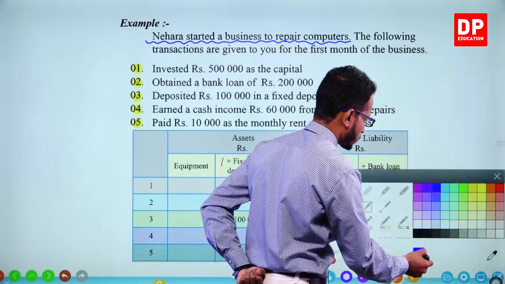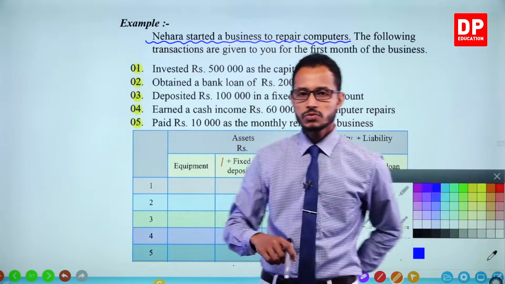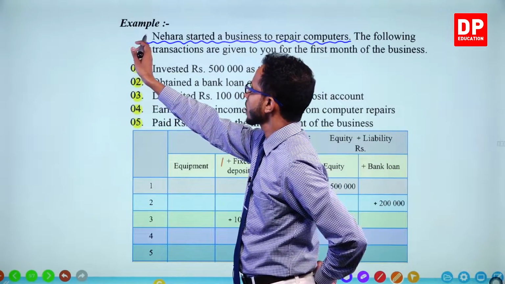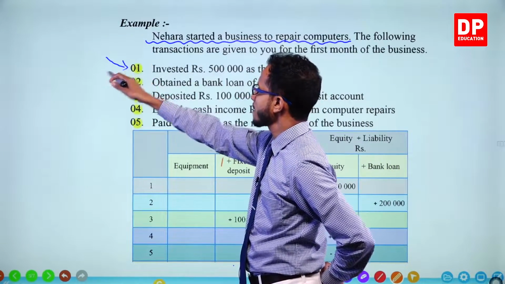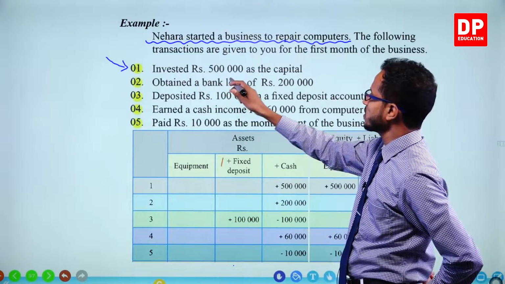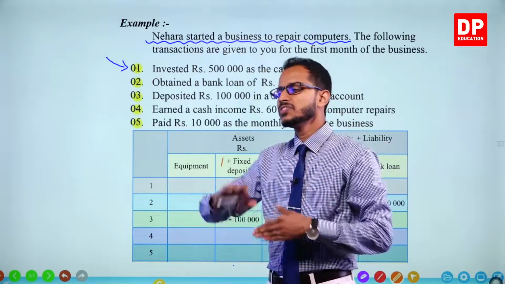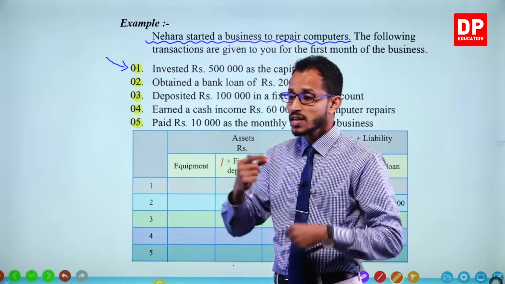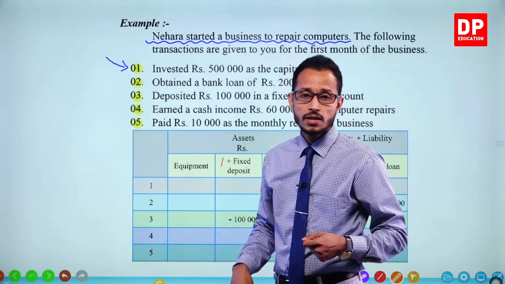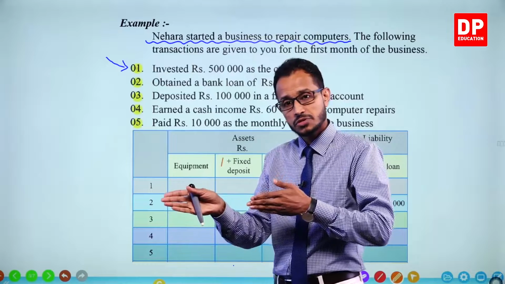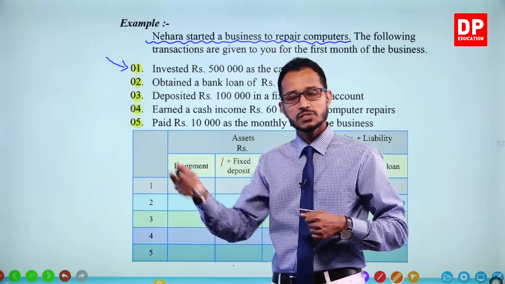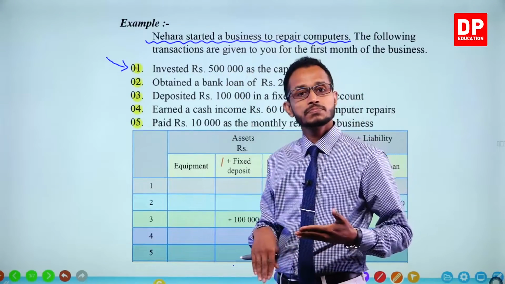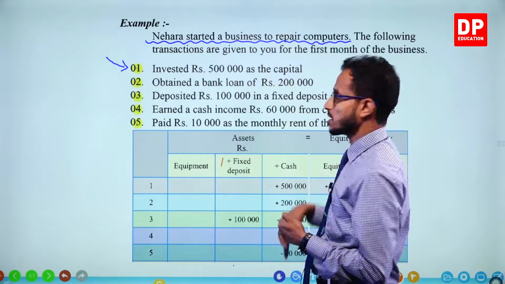First transaction. I'll move to this side so it's clear to you. First transaction, children. Invested 500,000 as capital. The same transaction we did in the previous session. In those example transactions, the first transaction was the owner invested 800,000 to the business to start the business. That was the previous example we did. This transaction is exactly the same. Owner investing 500,000 as the capital.